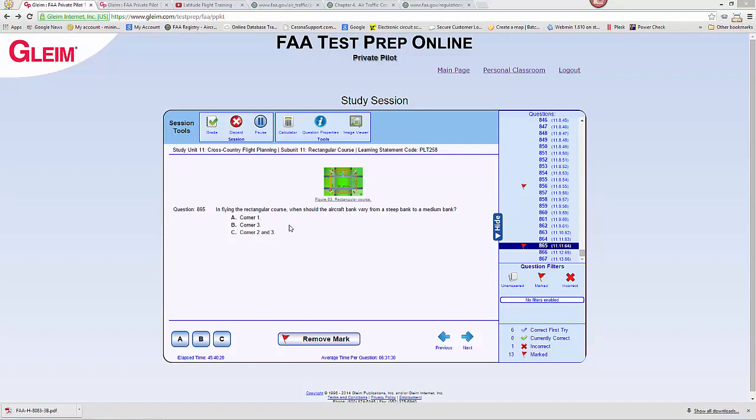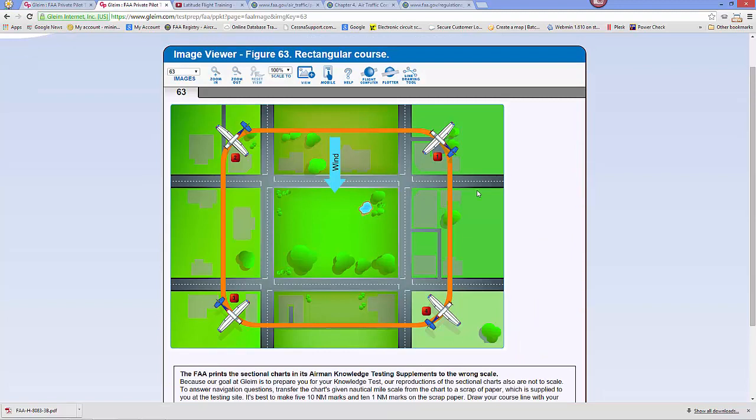This is a question to test your knowledge of ground reference maneuvers. In flying the rectangular course, when should the aircraft bank from a steep bank to a medium bank? Well, let's look at our figure.